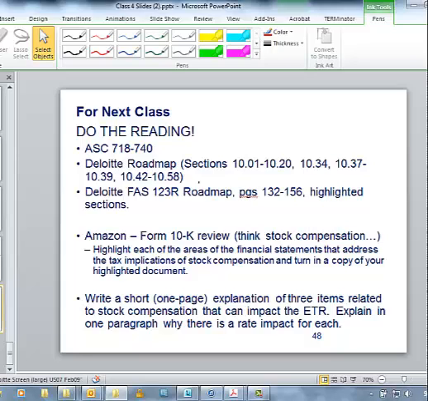How do you think you can come up with 3 items? It rhymes with do the reading. Do the reading, for those of you who are slow. Okay? The reading has the answer to that question. Find multiple reasons why stock comp can impact your effective rate. All right?